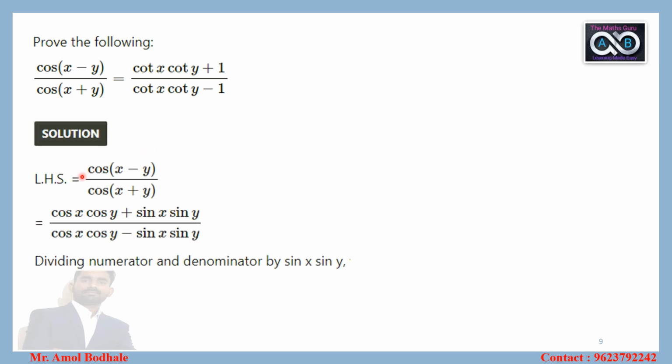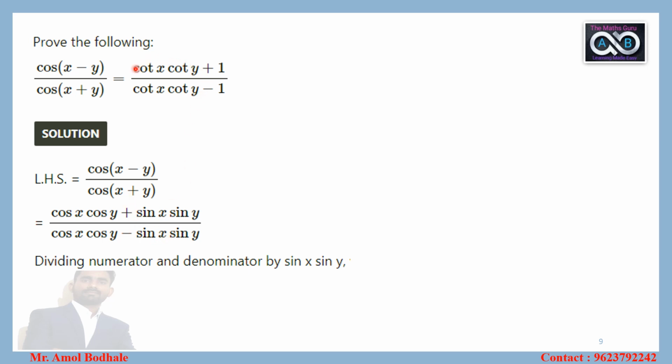See here, what is the LHS? Cos of (x minus y) upon cos of (x plus y). Now, this cos of (x minus y), we can write as cos x cos y plus sin x sin y. As we know, the expansion of cos contains the terms cos cos, sin sin. For minus, we have to take plus. Similarly, cos of (x plus y) is cos cos minus sin sin. Yes, here in the expansion cos cos, sin sin, for plus we have to take minus.